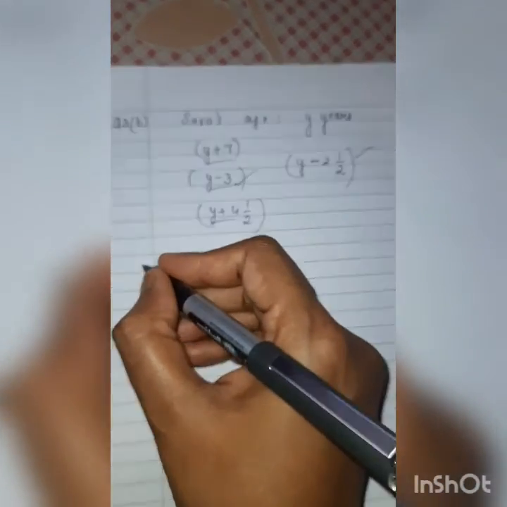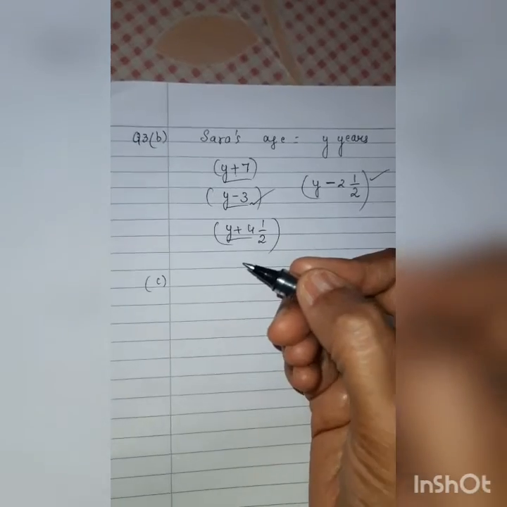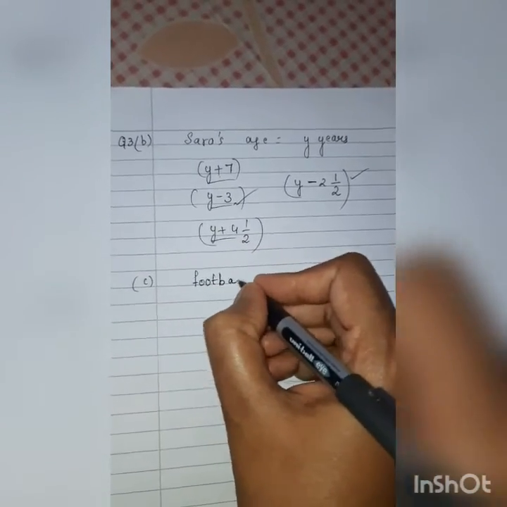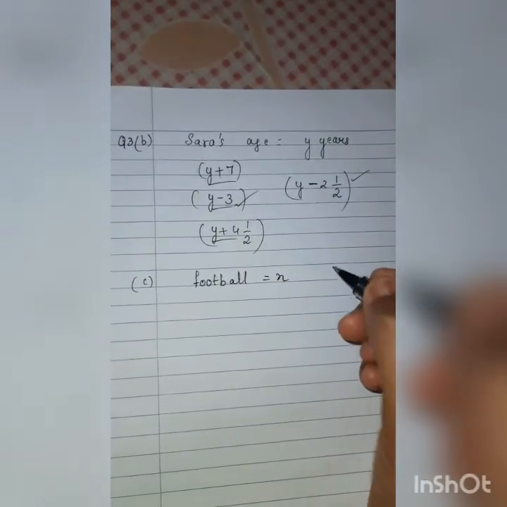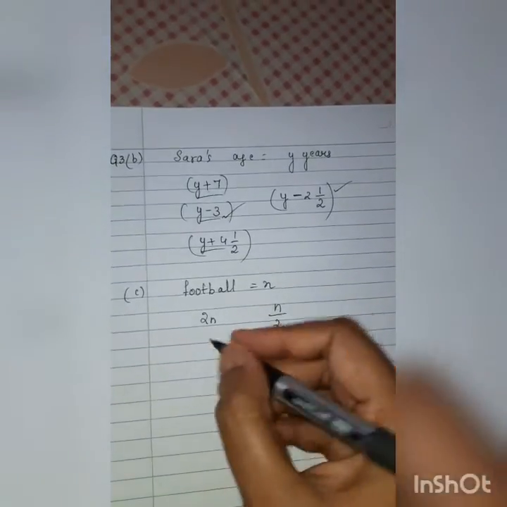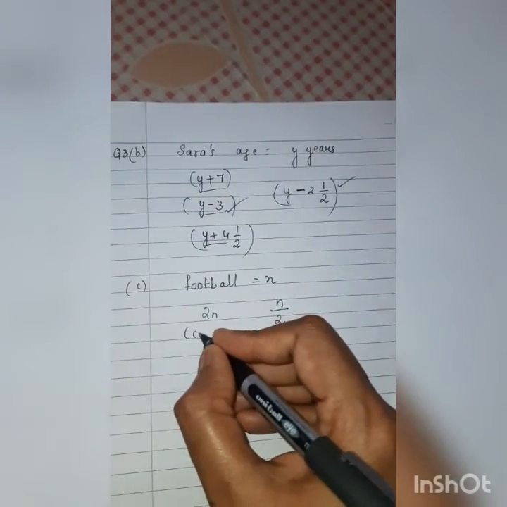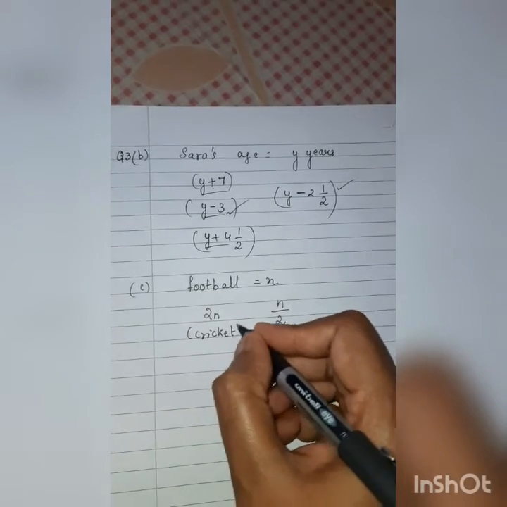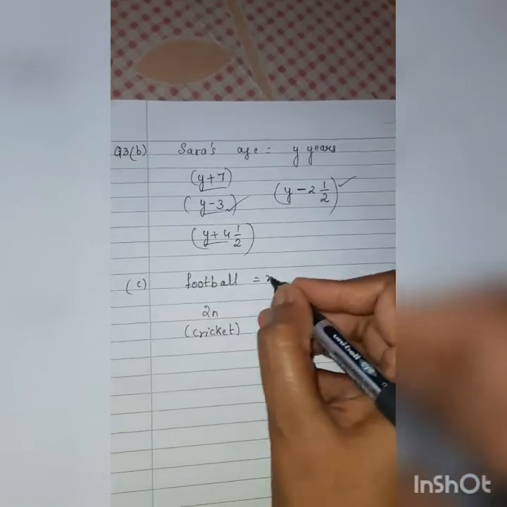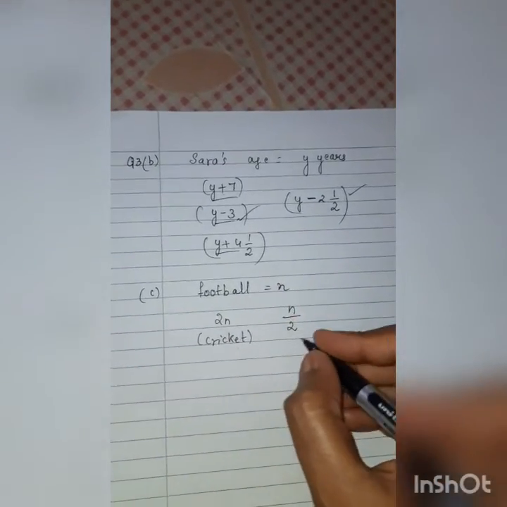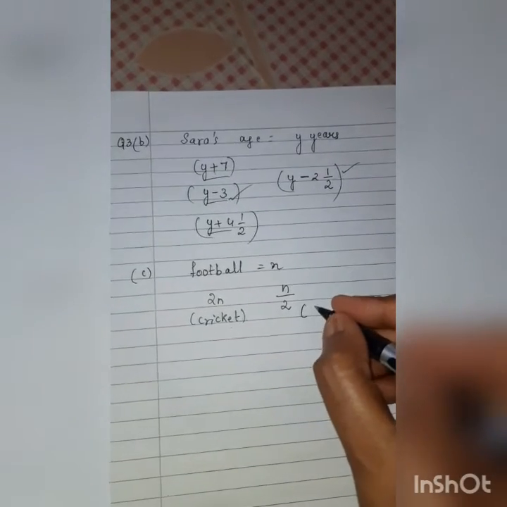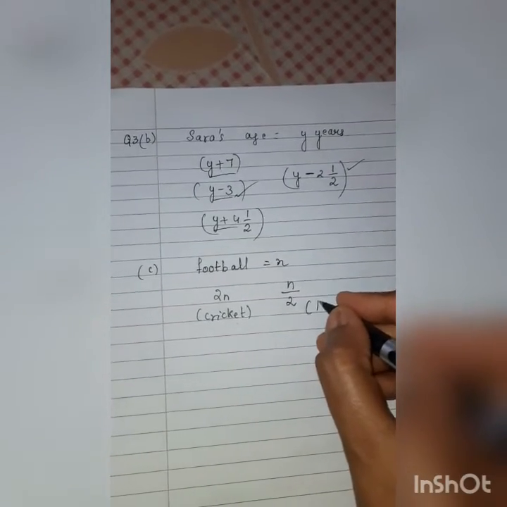Question number 3C. Given n students in the class like football, so football is liked by n number of students in a class, what does 2n represent and what does n by 2 represent? So here you can say twice that of children like cricket. So the number of students who like cricket is twice that of football. We can relate it this way. And half the students like, maybe we can say, tennis.